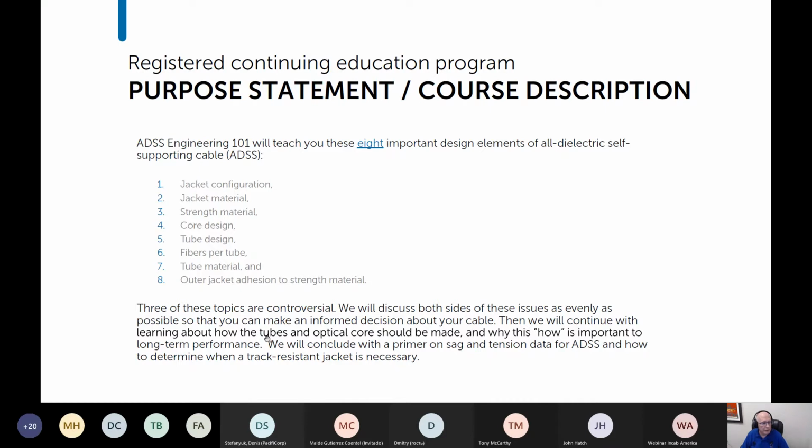Then we're going to do a little bit more about how tubes and optical cores should be made and why this is important for long-term performance. And then we're going to touch on just a brief primer on sag and tension for ADSS cables and how to determine when you need a track-resistant jacket. Again, these will be primers just to touch on it, and they both will be the subject of further webinars in the future.